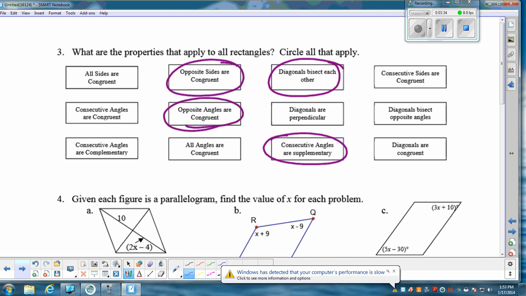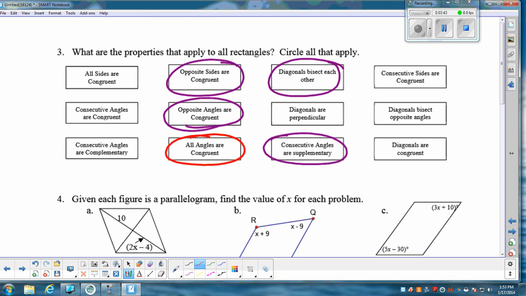We then had a couple special properties that made a rectangle, and those were that all of our angles were congruent and our diagonals are congruent. Since all of our angles are congruent and our consecutive angles have to be supplementary, that means our consecutive angles would have to be congruent in a rectangle.